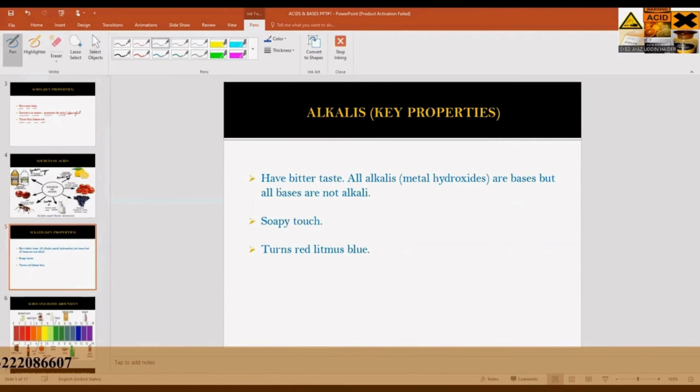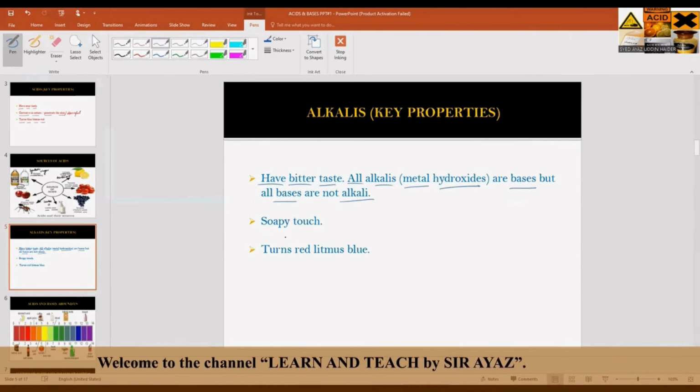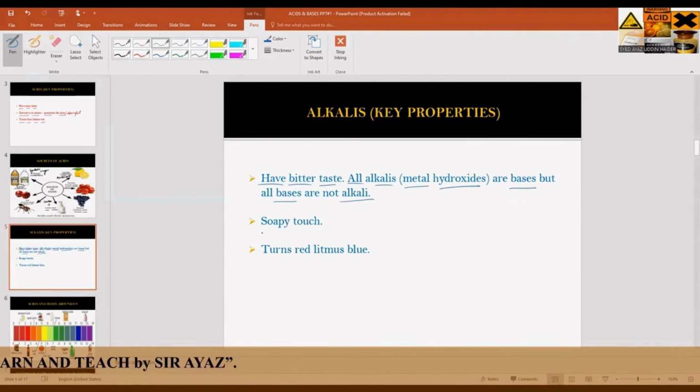Now let's talk about alkalis. Alkalis are bases. Alkalis have bitter taste. All alkalis or metal hydroxides are bases, but all bases are not alkali. I will come to this in the later slide. Alkalis have soapy touch. They turn red litmus paper blue.